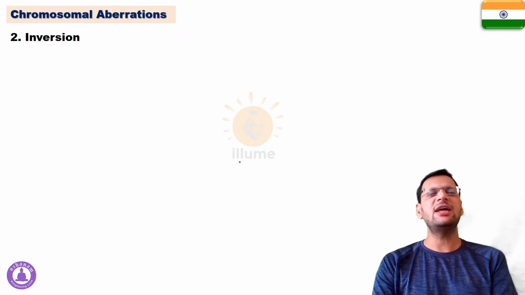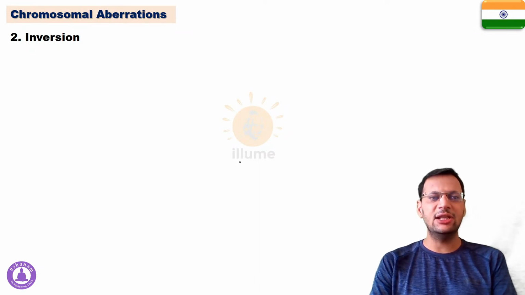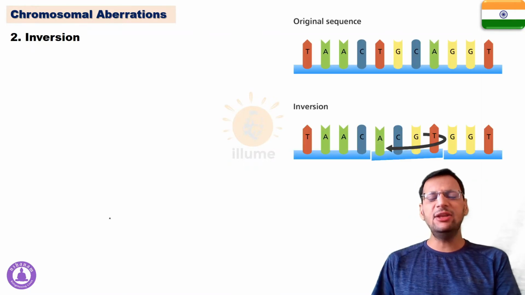So that was the first type of chromosomal aberration, that is deletion. Let's discuss the second type, that is called inversion. See, inversion again is a very simple concept.